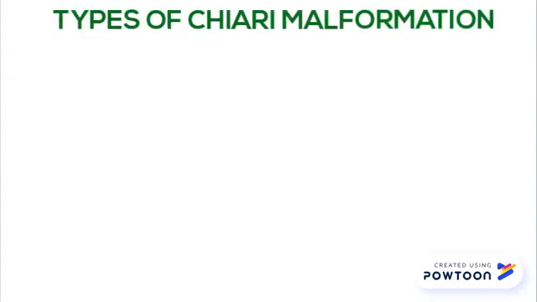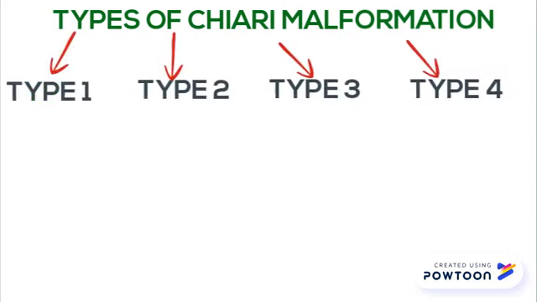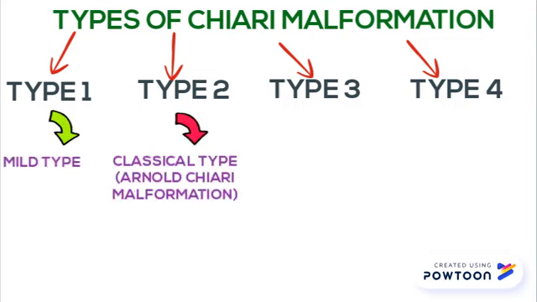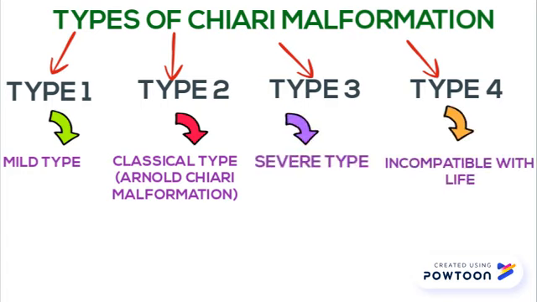Types of Chiari malformation. There are four types: type 1, type 2, type 3, and type 4. Type 1 is mild type. Type 2 is classical type. It is also called as Arnold Chiari malformation. Type 3 is severe type, and type 4 is incompatible with life.